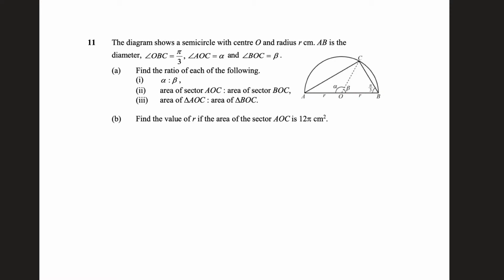Then this is the center of the circle, this is the diameter, so this must be the radius. So they've labeled radius R. AB is the diameter. Now, angle OBC is pi over 3.